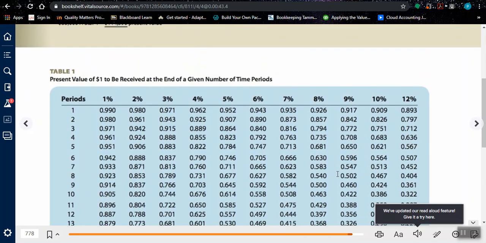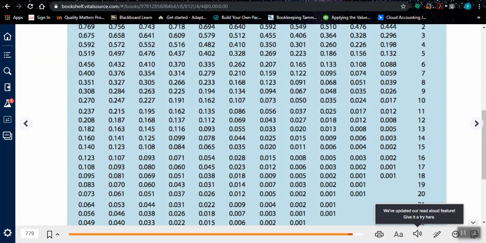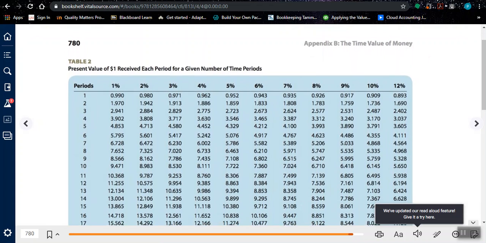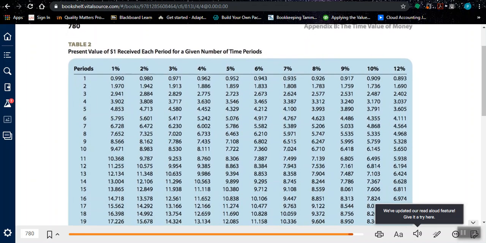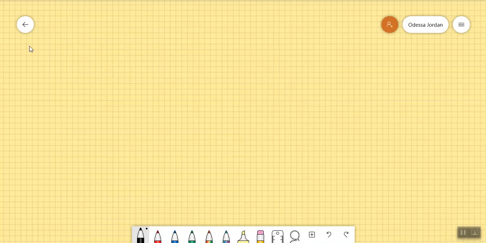Oh, wait, this is the wrong present value of a dollar. This is the one. I'm sorry. We're supposed to look on page 780. The present value of a dollar received each period for a given number of periods because it's a periodic payment. So, we're not doing one payment, it's multiple payments. So 9% at 12 periods or 12 years, and that's 7.161. And so we use that in our calculations.